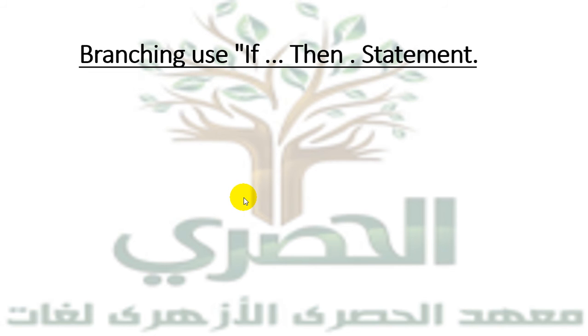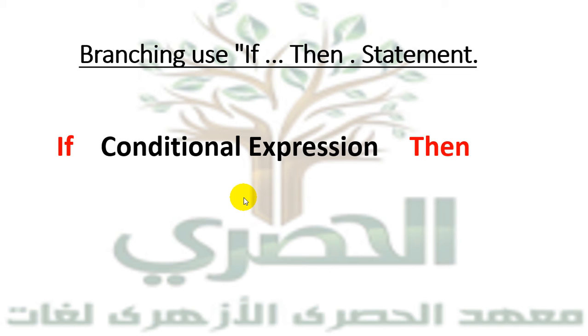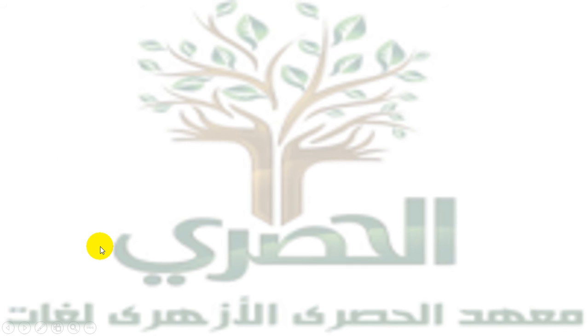Branching using the if-then statement. The syntax of the if-then statement is shown: if conditional expression then code, end if. That means if the conditional expression is true, the code inside the if will execute. Else, if the conditional expression is false, the code outside the if will execute. Example.